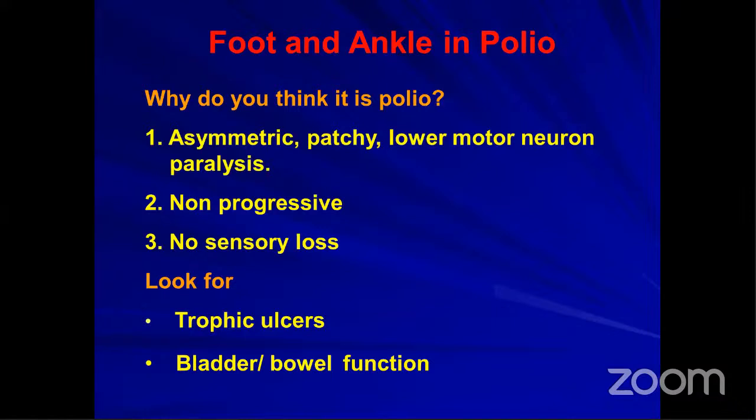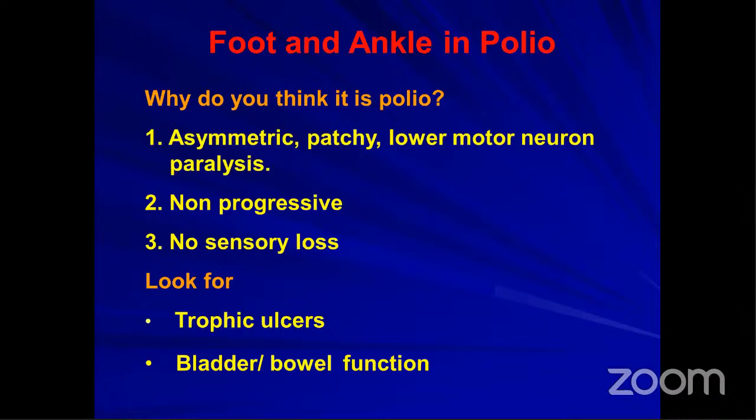The second thing about polio is it is a non-progressive paralysis. Non-progressive. So this is very important. In today's time, if it is a 10 to 15-year-old girl or boy with a deformity which looks like polio, a very common differential that we have is Charcot-Marie-Tooth disease. The difference is that Charcot-Marie-Tooth disease is a progressive condition. Polio is non-progressive. And important, Charcot-Marie-Tooth disease has sensory loss. It's a subtle sensory loss, but it is there. But in polio, there is no sensory loss.